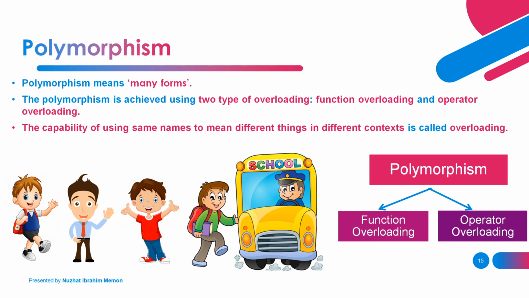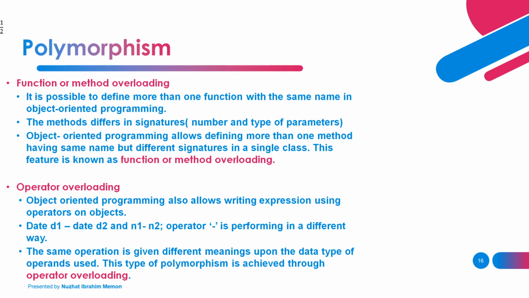Another example is an AC, which gives cold air in summer and warm air in winter. So according to the circumstance, a single object has different behavior. Polymorphism is achieved using two types of overloading, function overloading and operator overloading. The capability of using the same name for different things in different contexts is known as overloading. Here, first we will see function or method overloading.